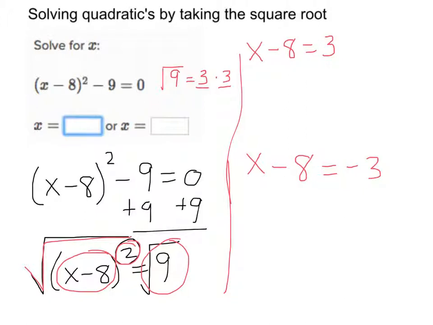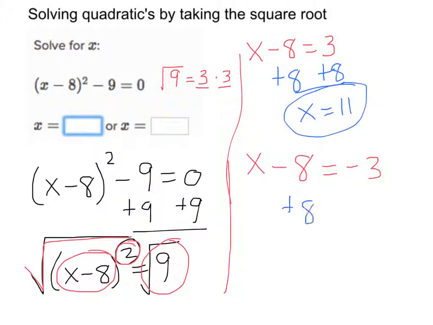So now I'll solve each equation. I'll add 8 on both sides, and so I have x equals 11. And I'll add 8 on both sides here, and so x equals 5. And so those are my two answers.